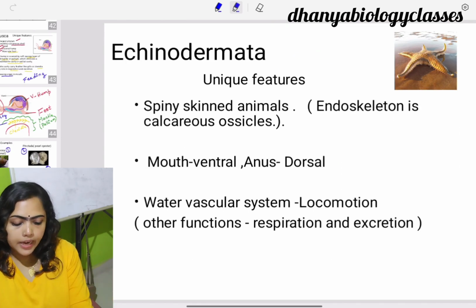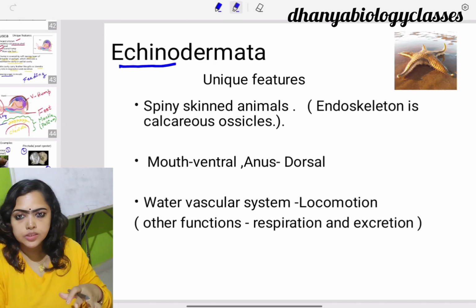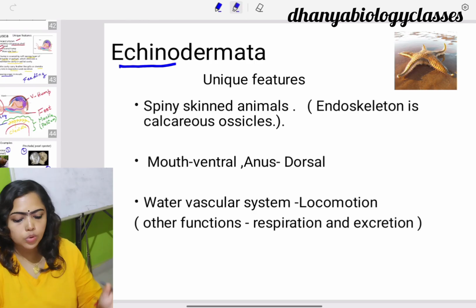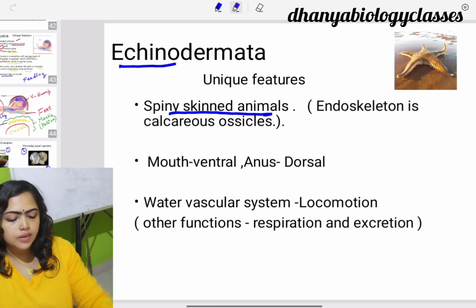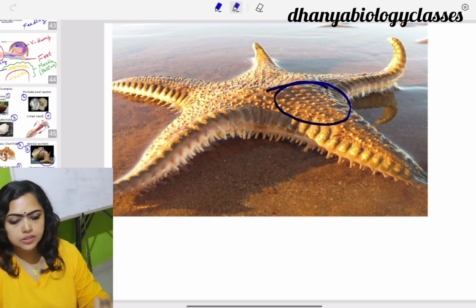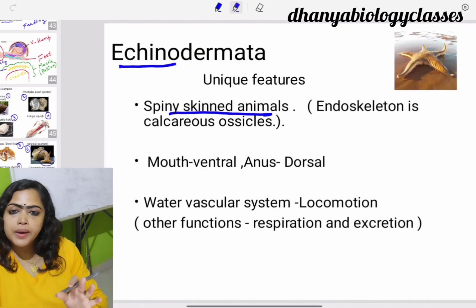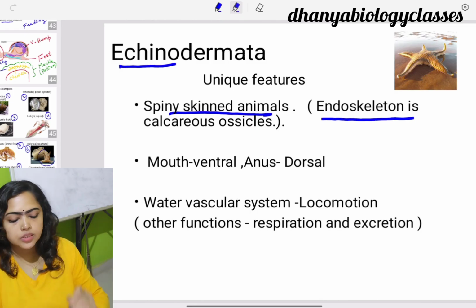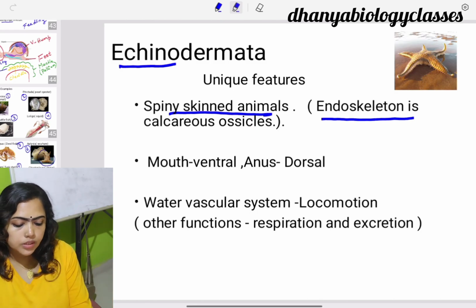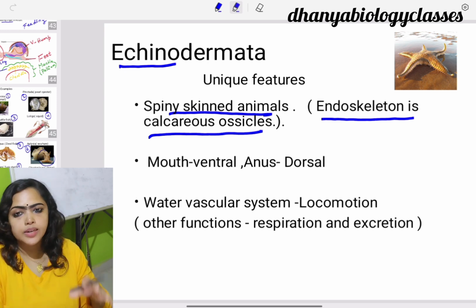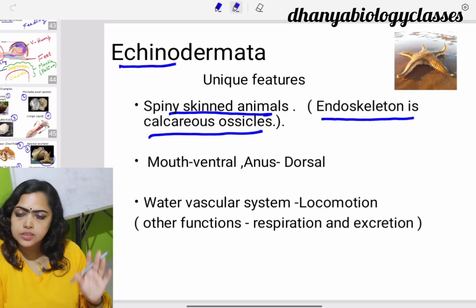And the next phylum is Echinodermata, derived from two words, echinus and dermis. Echinus means spines and dermis means skin. So they are spiny skinned animals. These are the spines. And these spines are not exoskeletal structures. Instead, they are endoskeletal structures made of calcareous ossicles. Calcareous means what? Calcium carbonate, and ossicles means bony. So these spines are endoskeletal structures made of calcareous ossicles.